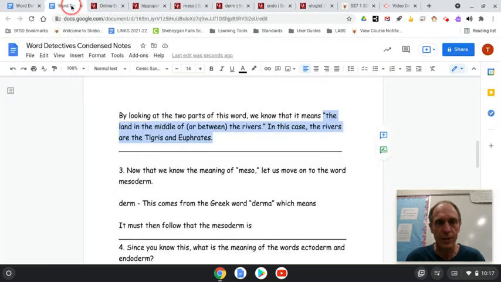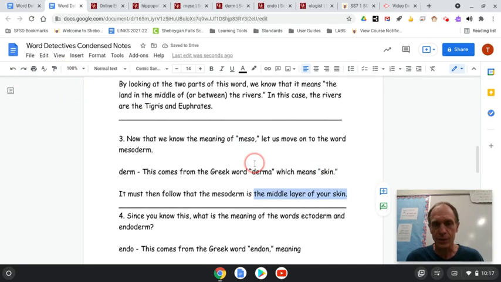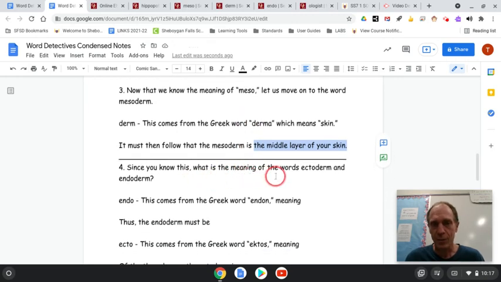So let's go back here and just type that in. This comes from the Greek word derma, which means skin. It must follow then that the mesoderm is the middle layer of your skin. So we have layers of skin. Since you know this, what is the meaning of the words ectoderm and endoderm?